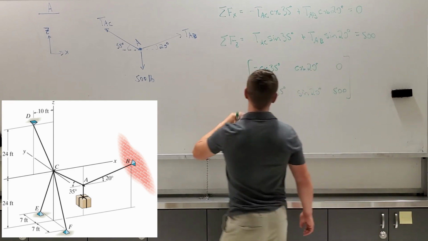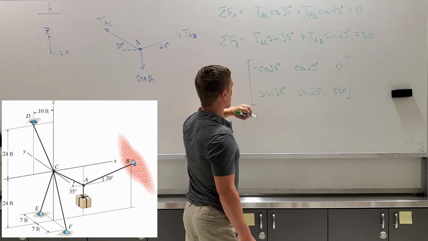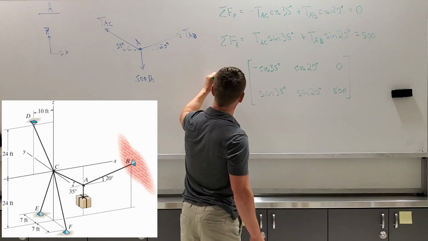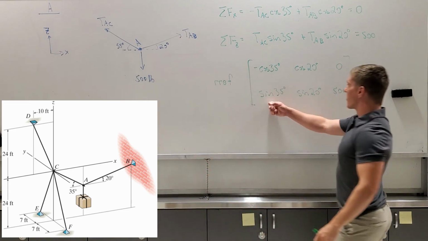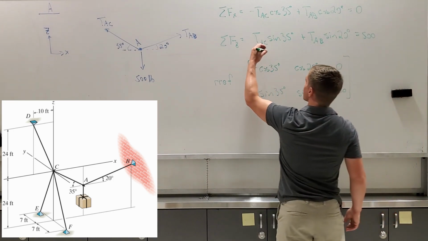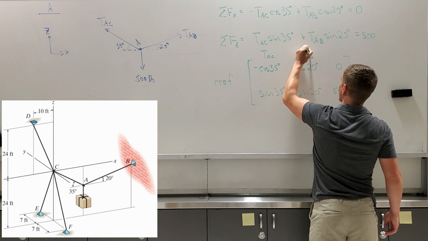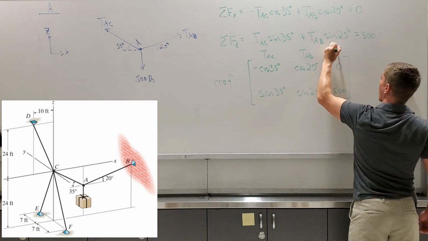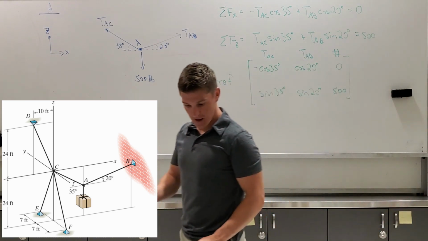And if you recall from algebra, we can plug this matrix into our calculator, and we can use the reduced row echelon form function on this matrix. Once again, the order of our coefficients is important. So this is my TAC coefficients, these are my TAB coefficients, and then these are my numerical, or my answer coefficients, however you want to call that. But I can plug this directly into my calculator, and it will solve this system of equations for me.